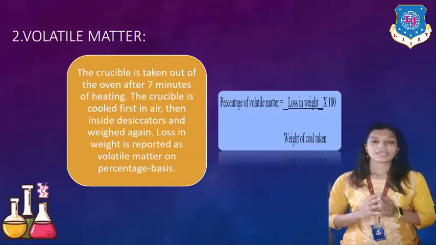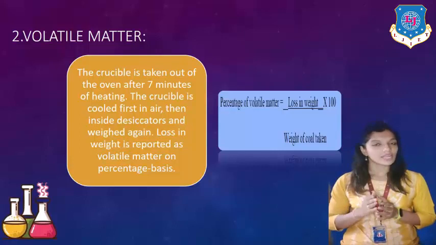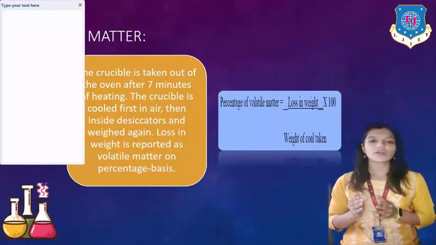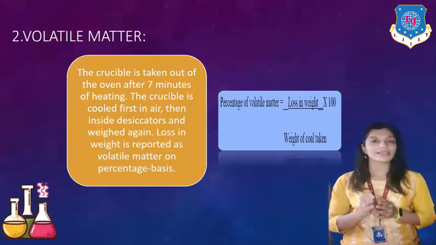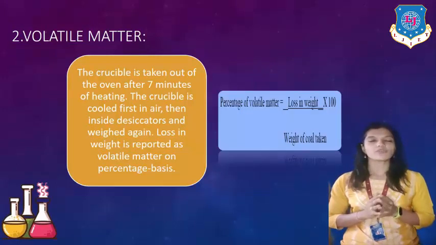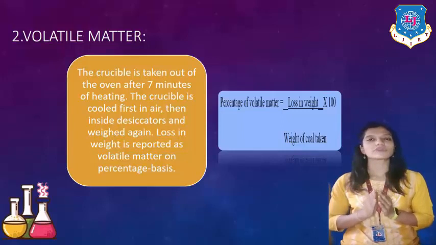Now, the crucible is taken out of the oven after 7 minutes of heating. The crucible is cooled first in the air, then cooled down in the desiccator and weighed again. The loss in weight is reported as volatile matter on a percentage basis. You need to make sure that, again here, as the amount of volatile matter increases, the percentage of carbon decreases. Along with it, the calorific value also decreases, and as the calorific value decreases, its rank will also decrease. Here we get the formula: percentage of volatile matter is equal to loss in weight divided by weight of coal taken into 100. When we put in all the values, we get an idea of how much volatile matter is present in our coal sample, and depending upon that, we can get an idea about the percentage of carbon, right?